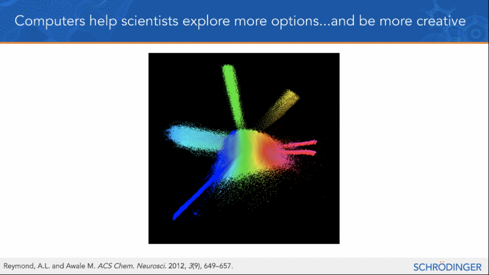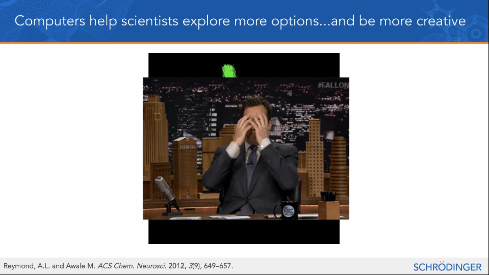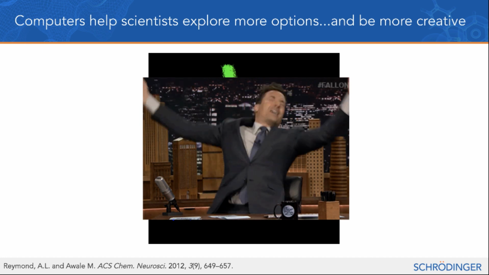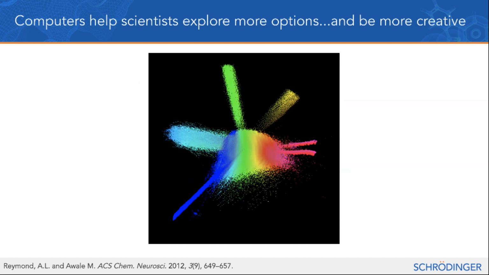Now, the estimates vary a little bit, but most people put themselves somewhere in the realm of 10 to the 63 possible molecules. That's 10 with 63 zeros behind it. This is something we refer to as drug-like chemical space, which is a fancy way of saying all the possible molecules that look like they could be drugs.